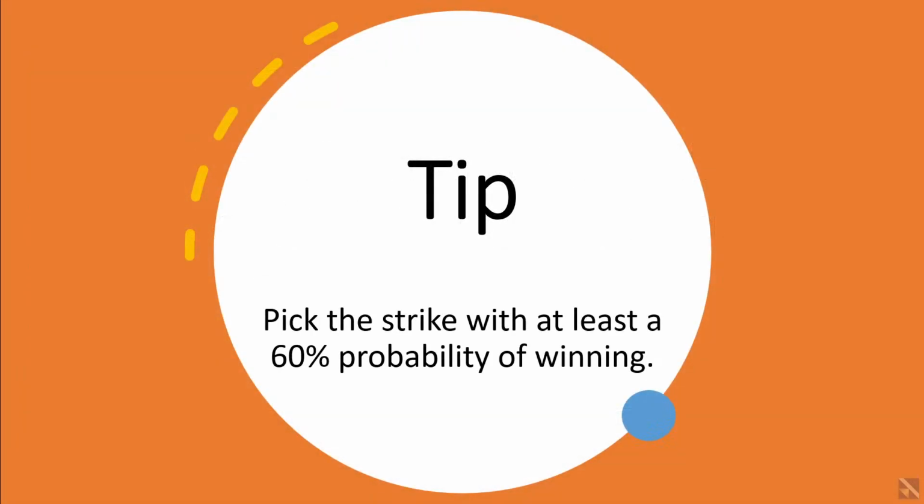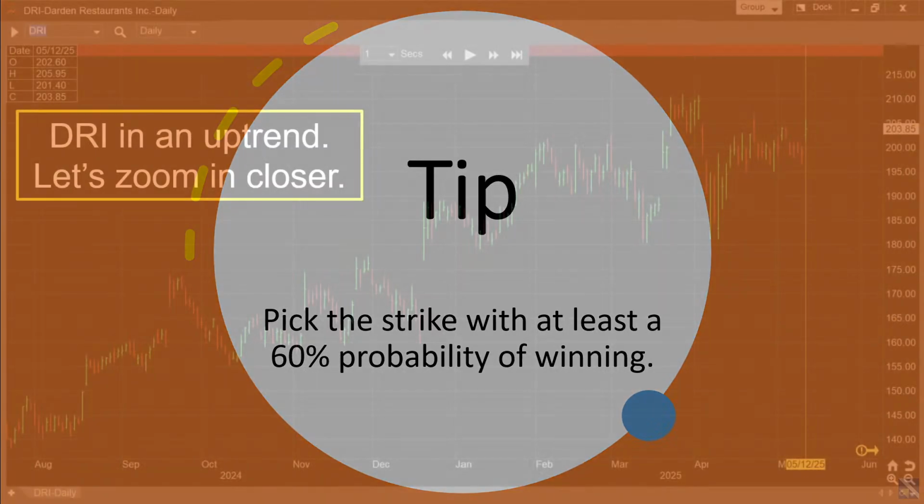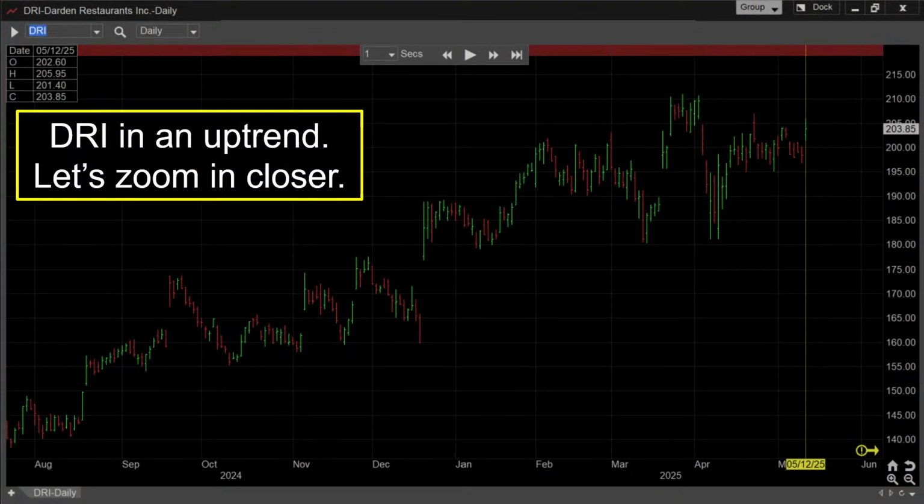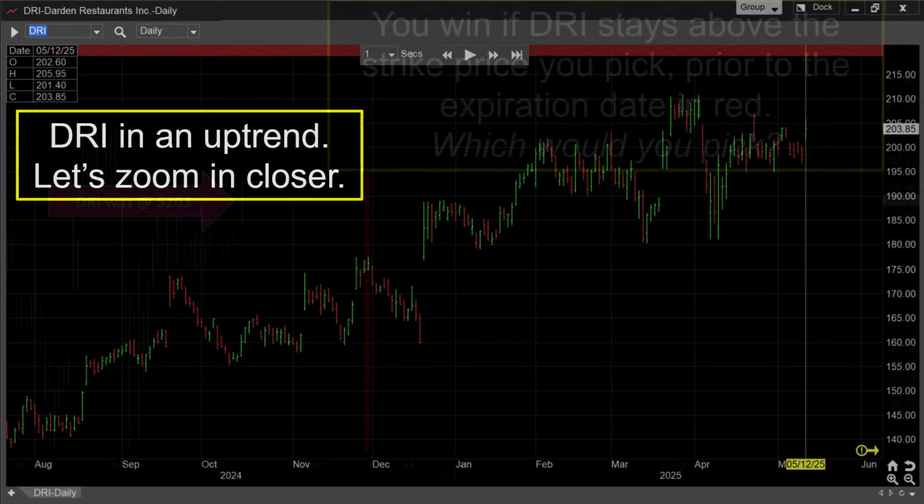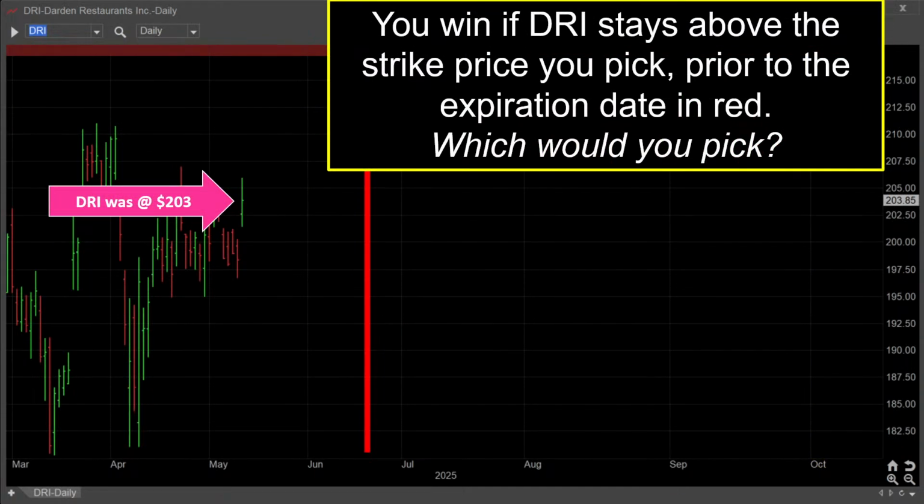Now, another tip for you. When I put my trade together, I want to pick an option that gives me at least a 60% probability of winning. I'll show you what I mean by this. This is DRI, Darden Restaurants. It's in an uptrend, right? This is back from May 12th. Let's zoom in a little bit closer. DRI is $203 a share.